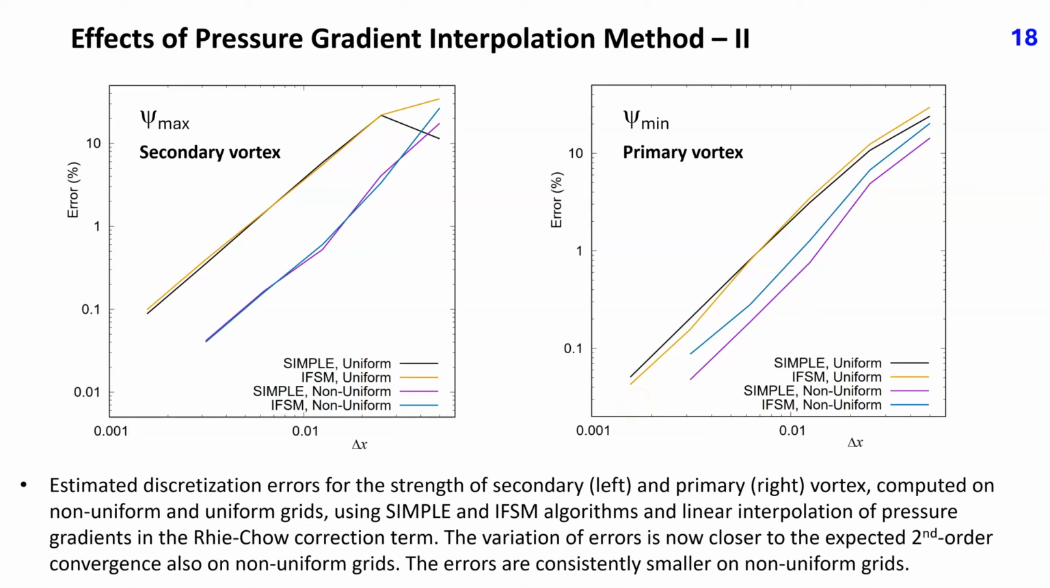These plots show the estimated discretization errors for the strength of secondary and primary vortex computed on non-uniform and uniform grids using SIMPLE and IFSM algorithms and linear interpolation of pressure gradients in the Rhie-Chow correction term. The variation of errors is now closer to the expected second-order convergence also on non-uniform grids. The errors are consistently smaller on non-uniform grids. Errors in the strength of primary vortex are slightly smaller for SIMPLE than for IFSM.